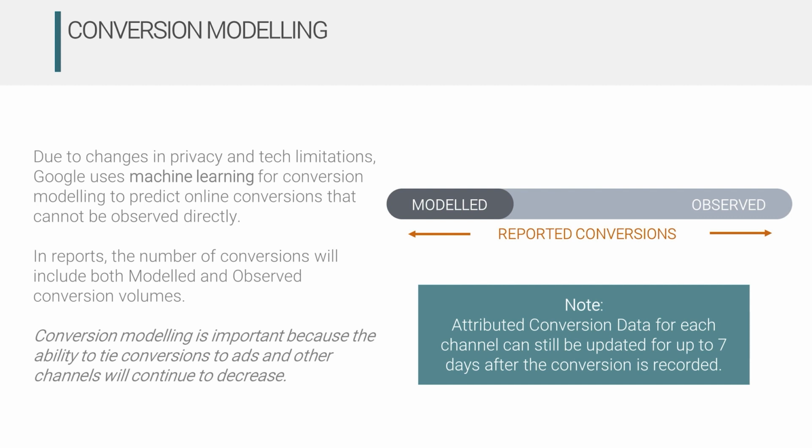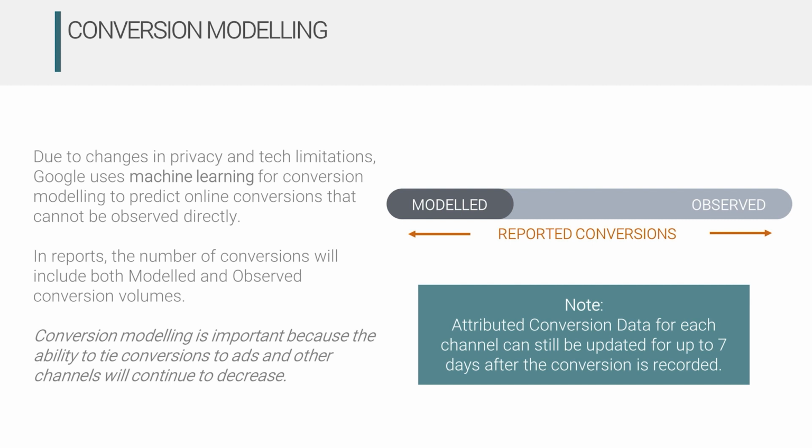It's really important to know this because when you're comparing across platforms, the numbers might be different, and also you can choose to not do conversion modeling. There's an element within settings where you can turn that off if you wish to do so. The reason that conversion modeling holds some importance is because it allows the ability to tie conversions to your ads or to your digital activity. Otherwise, the channels will continue to decrease, and therefore, when you're looking at Google Analytics 4 at face value, you might say, actually, no, it's not worth spending any more on this channel, which might not be the case at all.